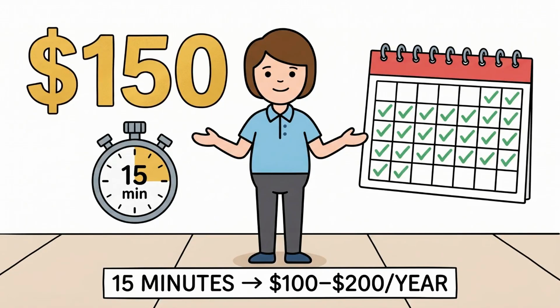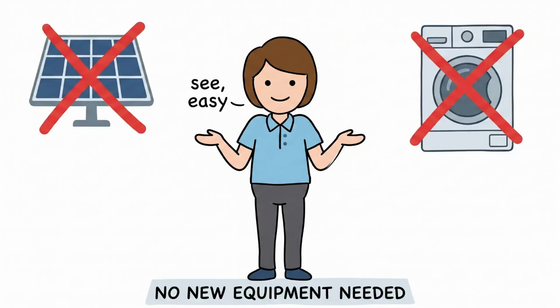That is it. One 15-minute search and one simple habit change. Together, they can easily save you $100 to $200 per year. And you did not have to install solar panels or buy new appliances.